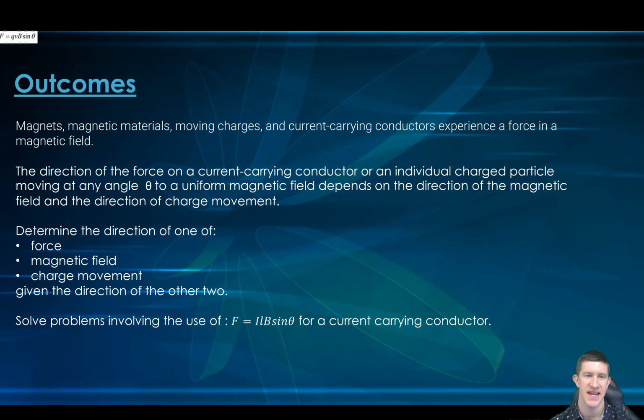The outcomes for today are looking at magnets, magnetic materials, moving charges and current carrying conductors, talking about them experiencing a force in a magnetic field. We'll also talk about the direction of the force on this conductor or an individually charged particle moving at some angle to a magnetic field. We'll determine the direction of the force, the magnetic field, or the charge movement if we're given the direction of the other two, and we'll solve problems involving the formula of F equals ILB sine theta for a current carrying conductor.